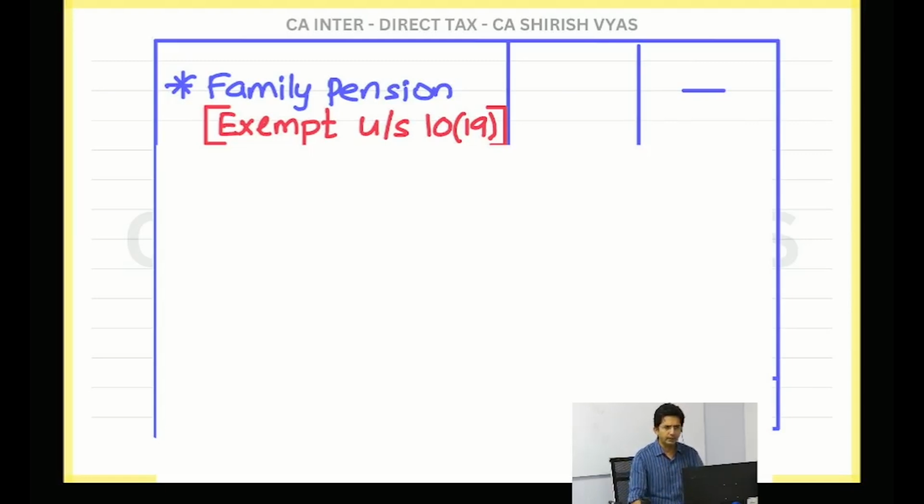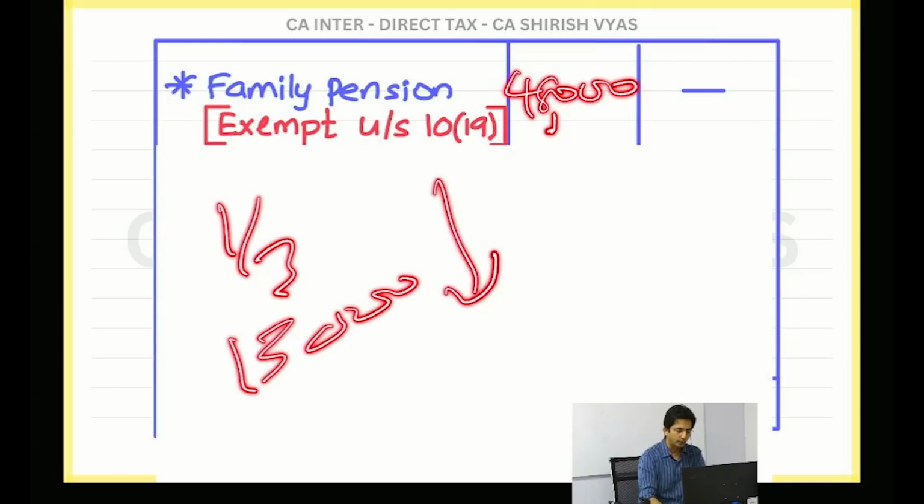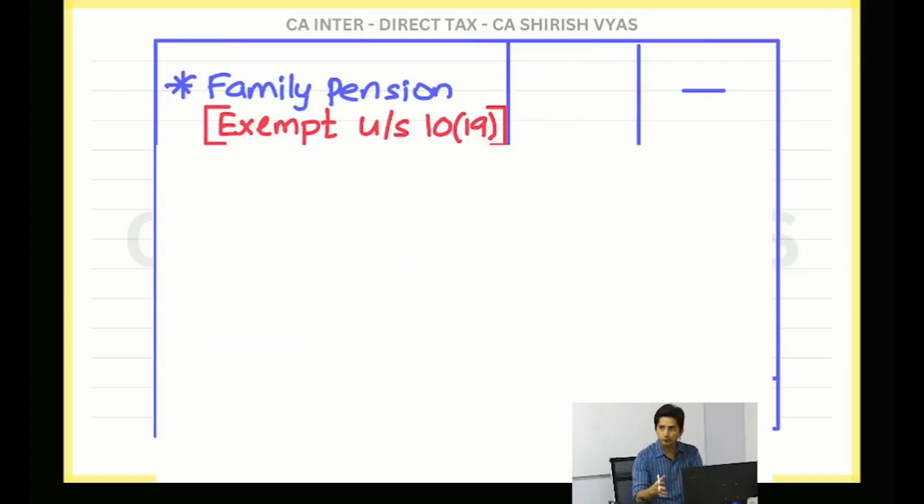Just tell me orally, if this was not an army employee, then in the question they have given 48,000, I would have written it in the inner column. Then I would have calculated 1/3 or 15,000, whichever is lower. That I would have deducted here. Such questions will also come, but that is if general employee. But army employee, fully exempt.